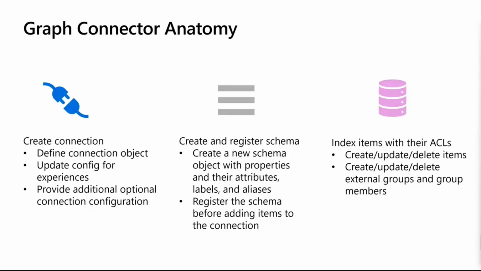So now let's dive into how one could build your own graph connector. So I'm going to talk a little bit about the graph connector anatomy. What are the main pieces of it? And then we'll go into some code samples. Yeah. So there are three high-level components to building a graph connector.